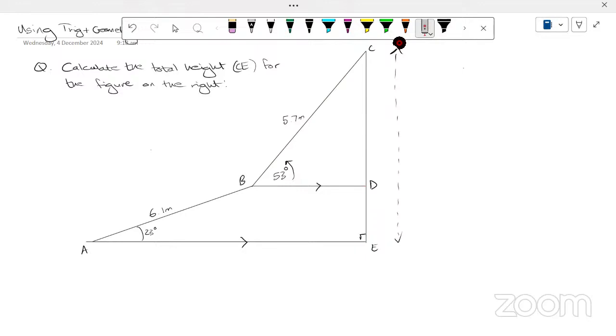Right, now we can use trigonometry and we can use geometry to solve this question. We're going to probably find it in parts. So we can find this part first and this part second, and then add it up, and then we've got the total. But we have to look at each component separately. So the question says calculate the total height of CE for the figure on the right. Let's jump into this one.